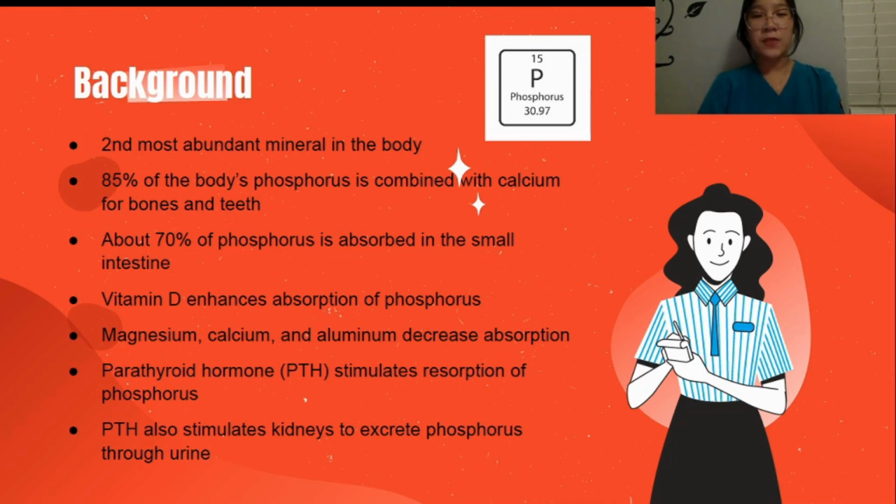About 70% of phosphorus is absorbed in the small intestine. Vitamin D enhances absorption of phosphorus, but magnesium, calcium, and aluminum decrease absorption. Parathyroid hormone, also known as PTH, stimulates resorption of phosphorus, which is the taking of phosphorus from bones in order to increase blood levels of phosphorus. PTH also stimulates kidneys to excrete phosphorus through urine. Most phosphorus is excreted in the urine, but others can be lost in the feces.